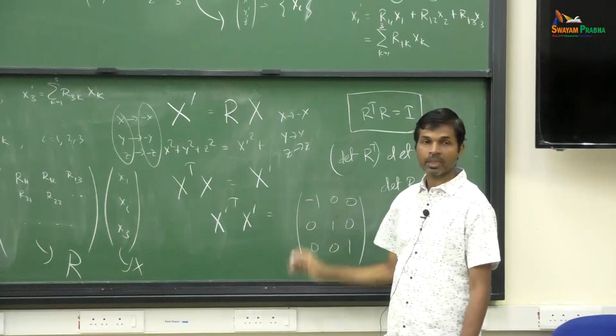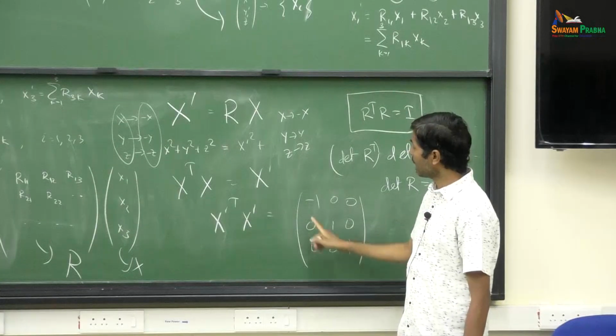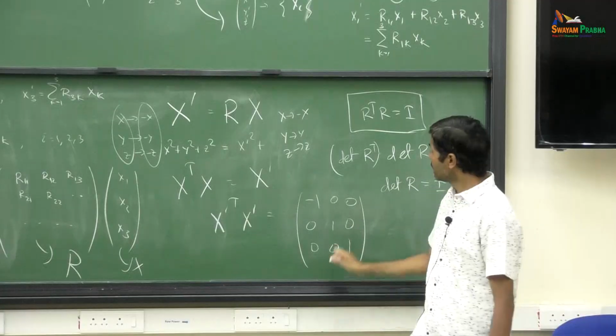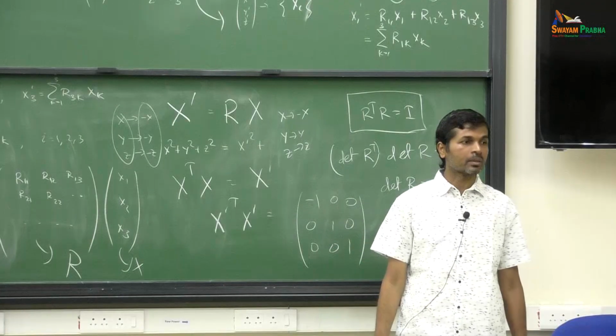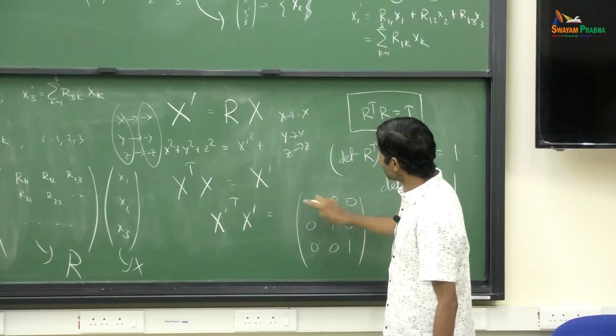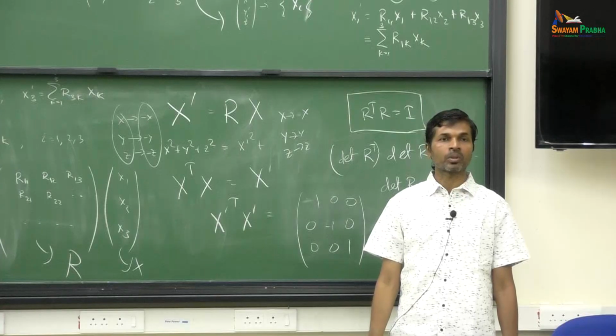This is a reflection, right? And the matrix R associated with this transformation is just this. Its determinant is minus 1. If you just do this, then this is the transformation. Its determinant is again minus 1.